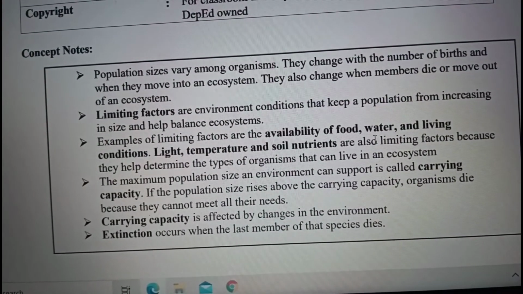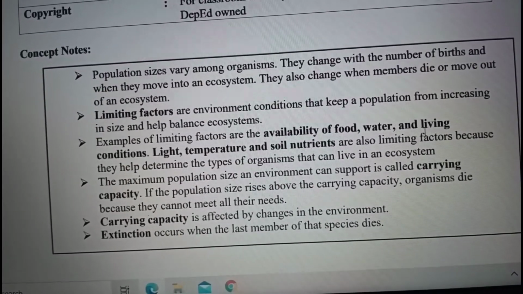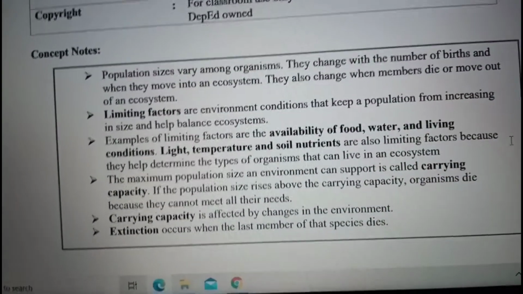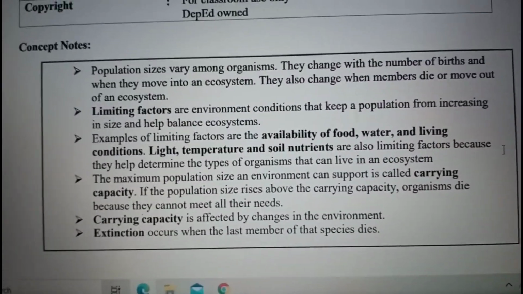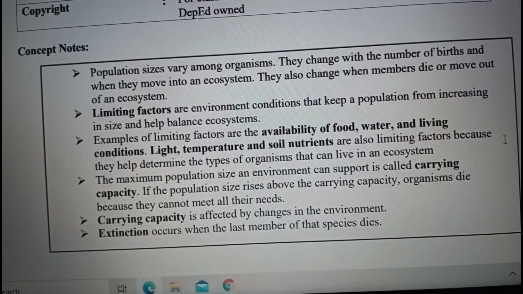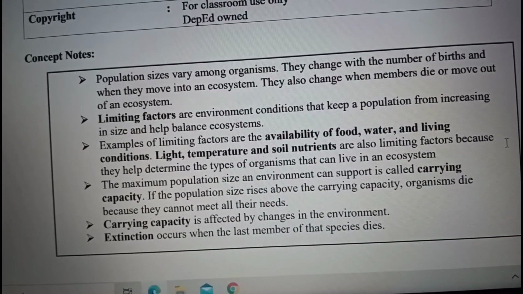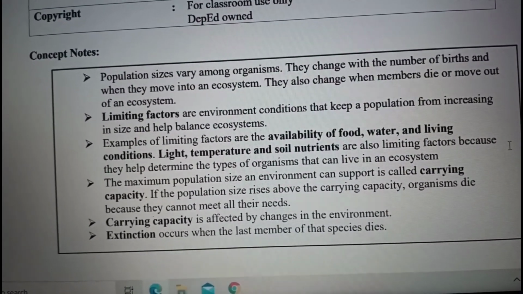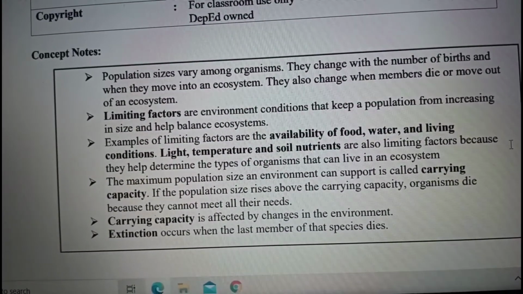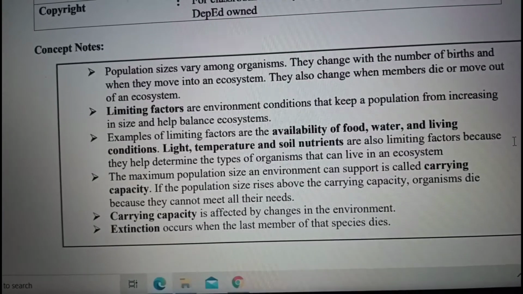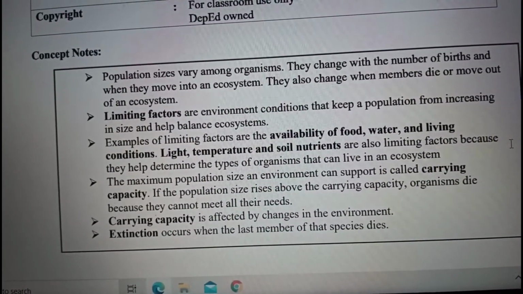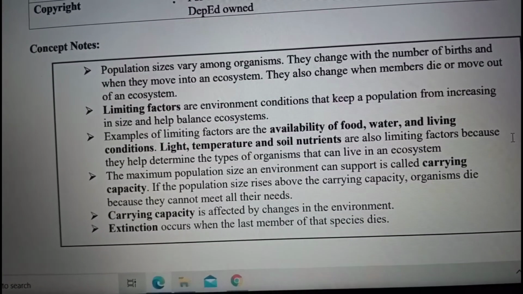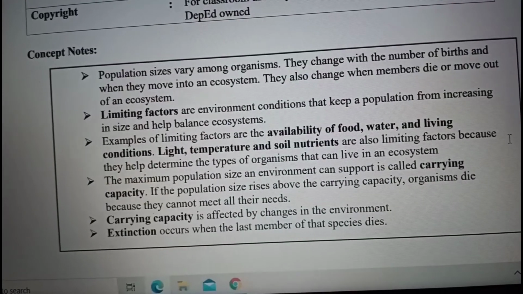Okay? So, another is the living conditions. It means living condition, their environment. Is it a hot place? Living, that refers to living condition. Is it a cold place? So, there are organisms that cannot survive in a cold place, and cannot survive in a hot place either. Okay? So, we have the light and temperature. As I said, it could be cold or hot. Light, so there are organisms that cannot survive in brightness, or they survive only in dark places.